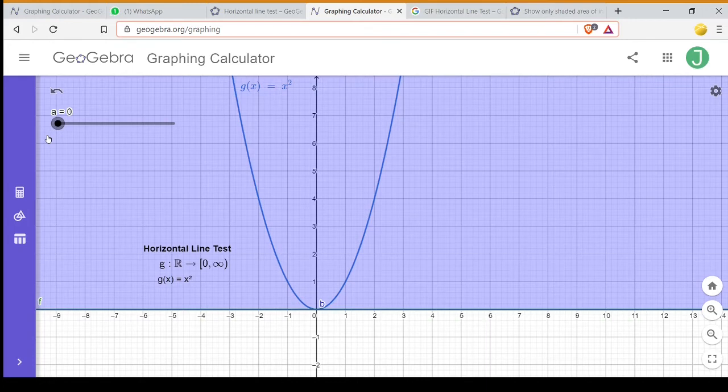But except for the line on the x-axis, at every other point, it touches the graph at more than one point. Therefore, it's not 1-1. So with the horizontal line test, simply we could conclude that g of x equal to x square from R to the closed interval [0, infinity) is onto but not 1-1. We changed the domain here.